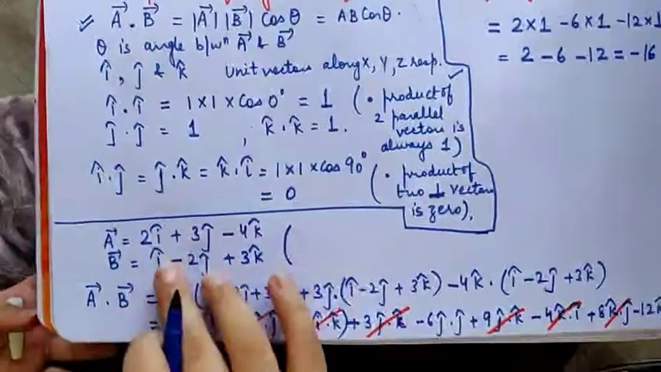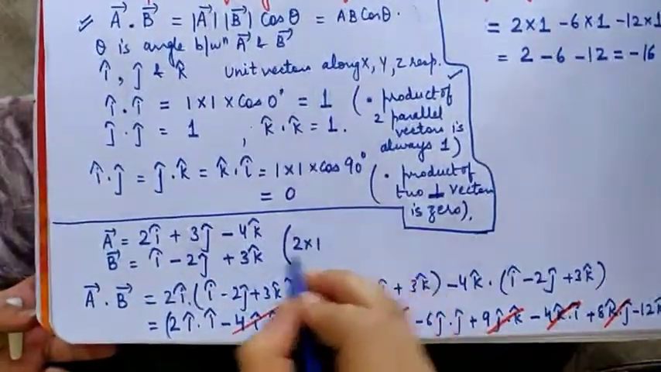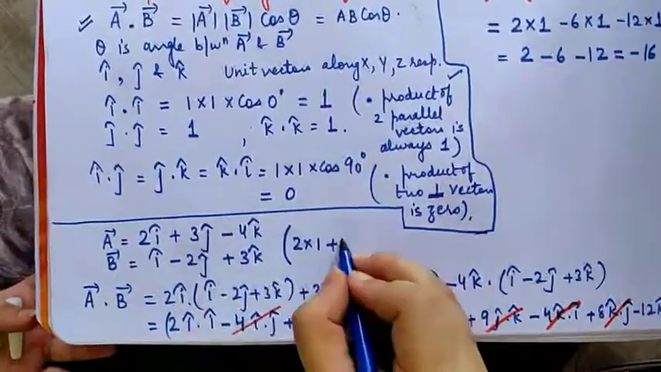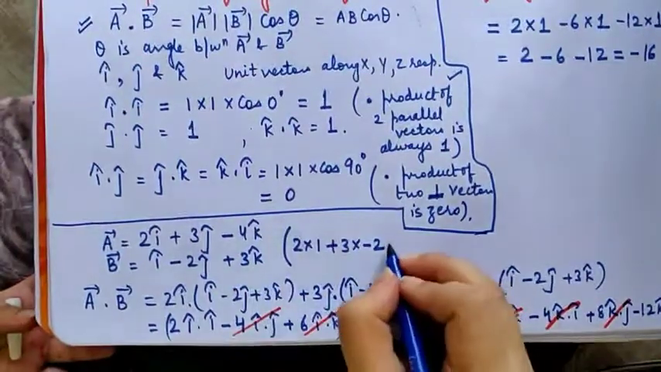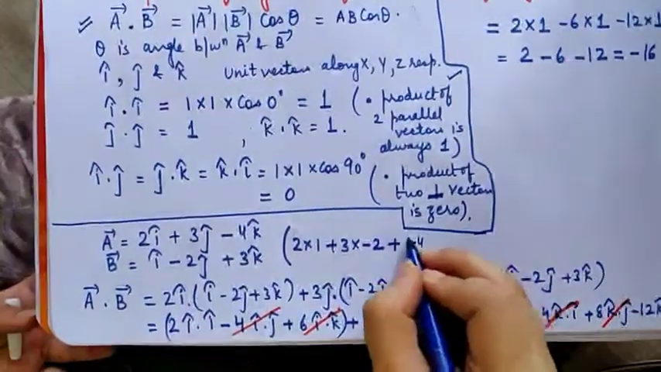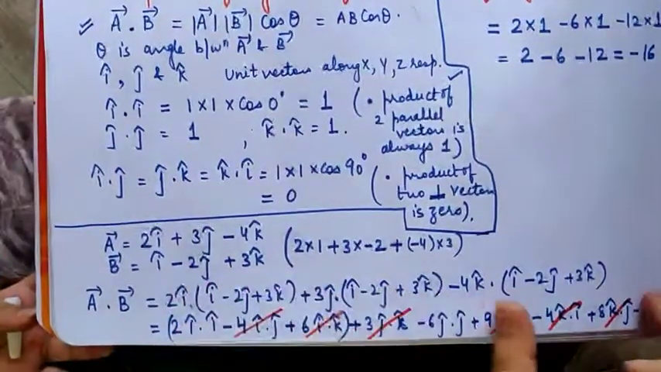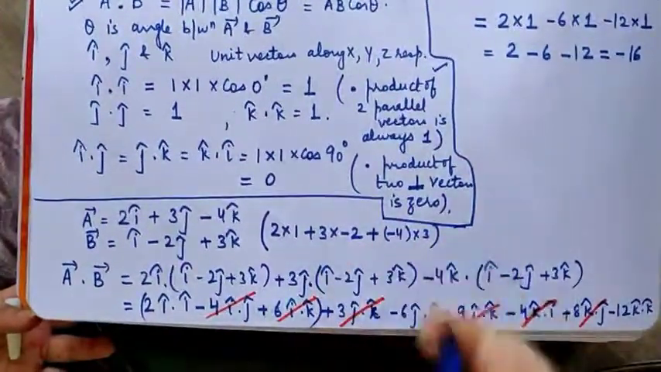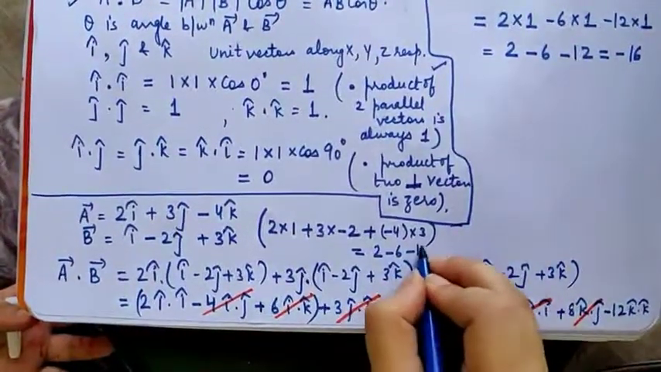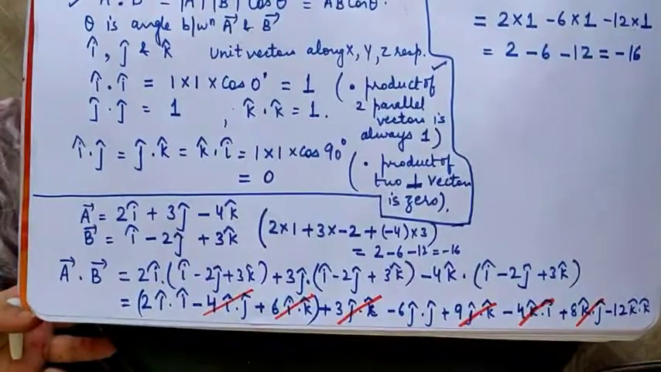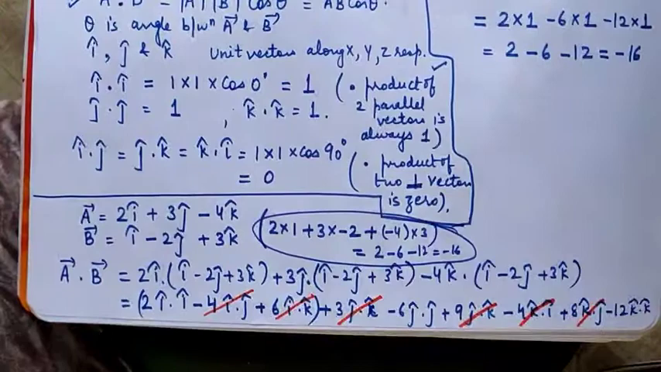So 2i dot i is 1, so 2 into coefficient of i, plus 3 into coefficient of j into coefficient of j, plus coefficient of k into coefficient of k. Directly do this. You don't need to expand the terms like this. Just do this in a simple manner. So the answer will be 2 minus 6 minus 12, again minus 16. So don't go with the long method, rather do the short method.